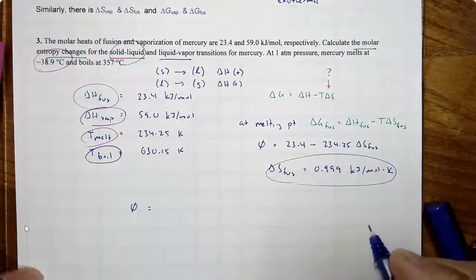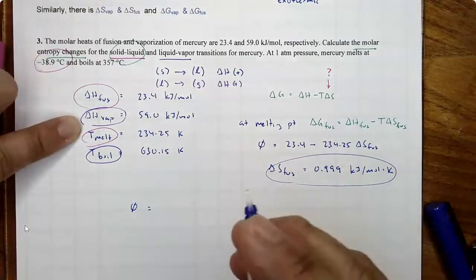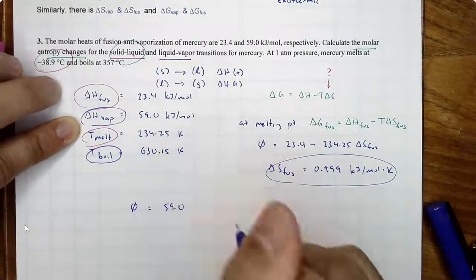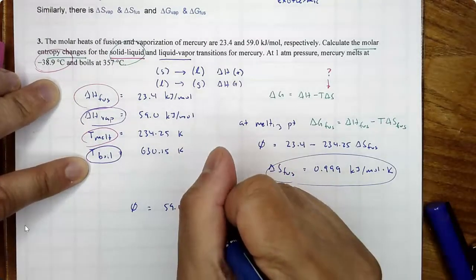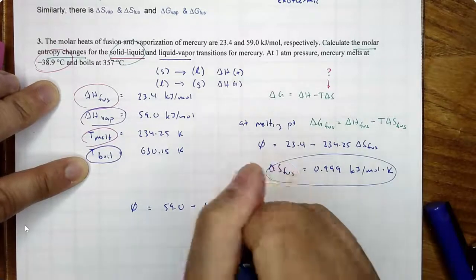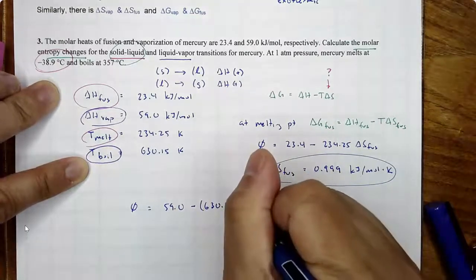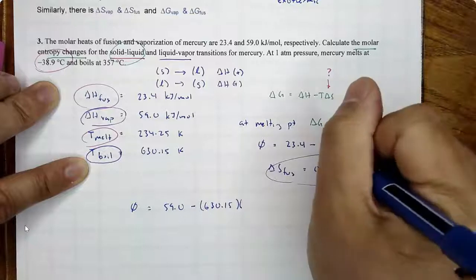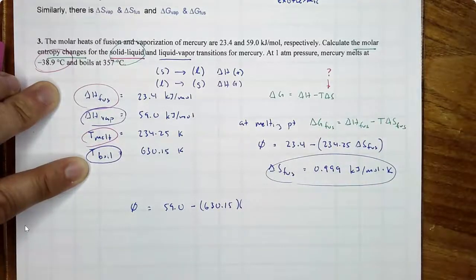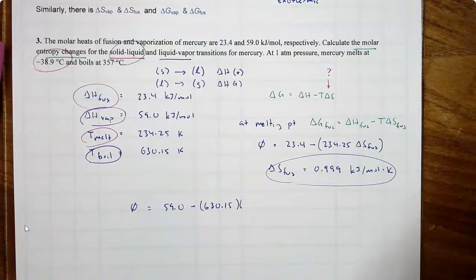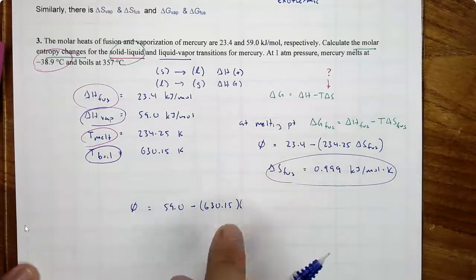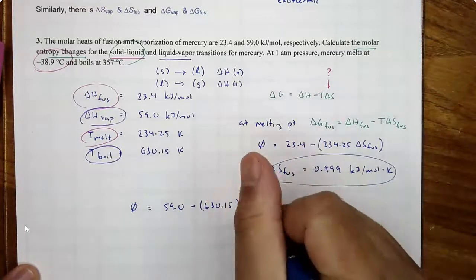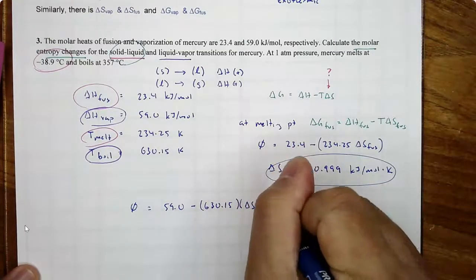Equals delta H of vaporization, 59.0, minus the boiling point, 630.15, times, maybe I'll put parentheses here actually. Did I do the math right? Yeah, I did that right. Times delta S of vaporization.